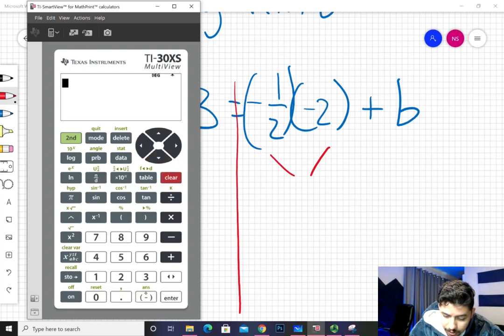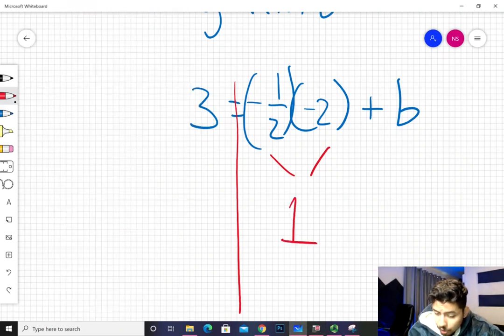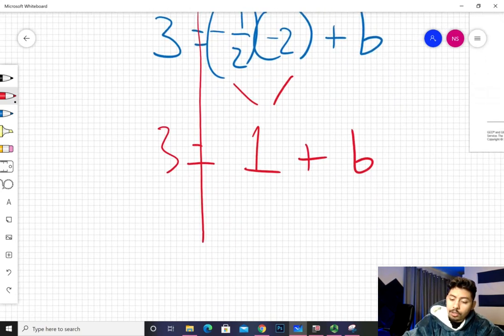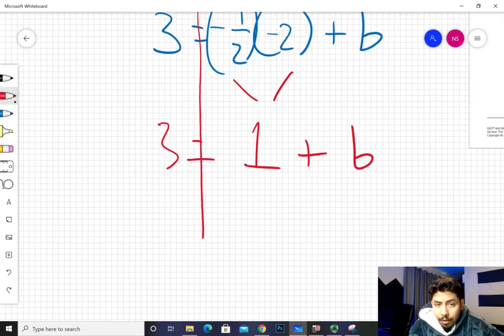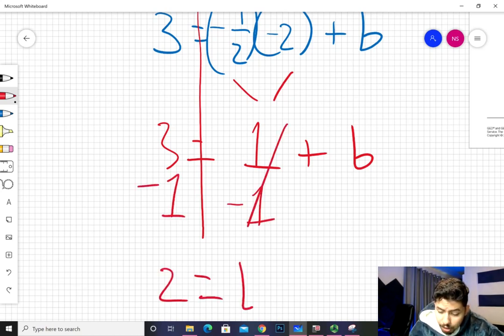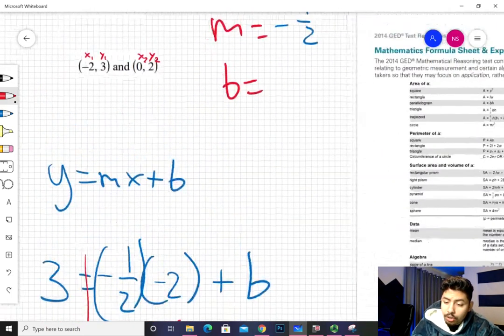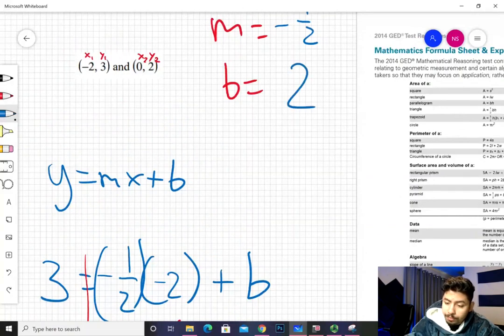negative 1 over 2. I could put times, or I could put exactly the way it looks. That means multiplication. So negative 1 over 2 times negative 2 gives me a whole number of 1, right? So now we bring everything else down, alrighty. 3 equals 1 plus b. What do I do now? To solve for b, you subtract 1 from both sides, and the next thing you know, we get 2 equals b. You just found your b. Your b is 2. Did you see that?